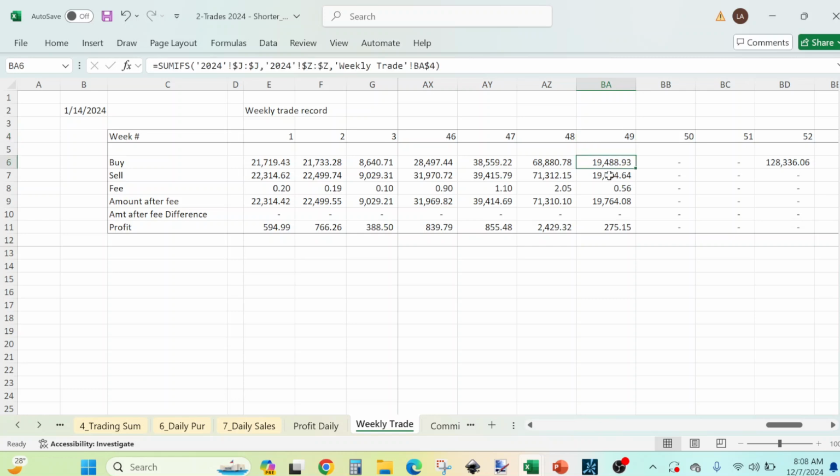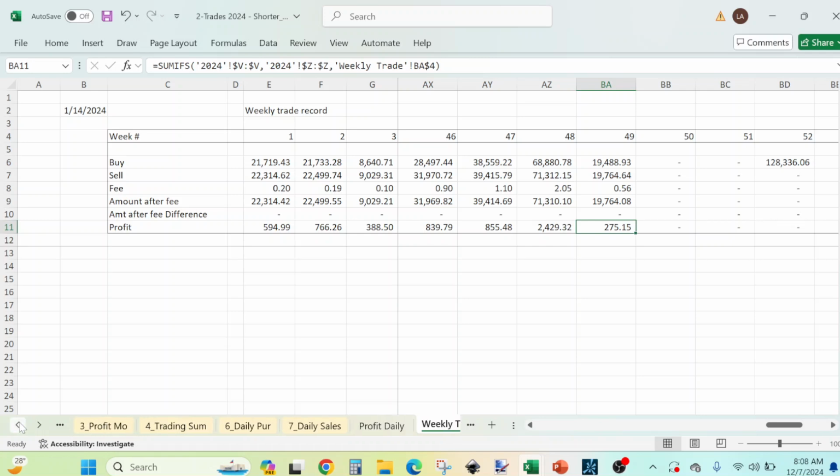I'm very curious to see how we are pulling this purchase, because it's pretty much matching the profit of the week as well. So we are pulling it in a way that is linked to what we sold during the week as well. Like it's putting the purchases related to what we sold. But anyway, we have the 19,000, and what we sold was 19,764, and it gave us that 275.